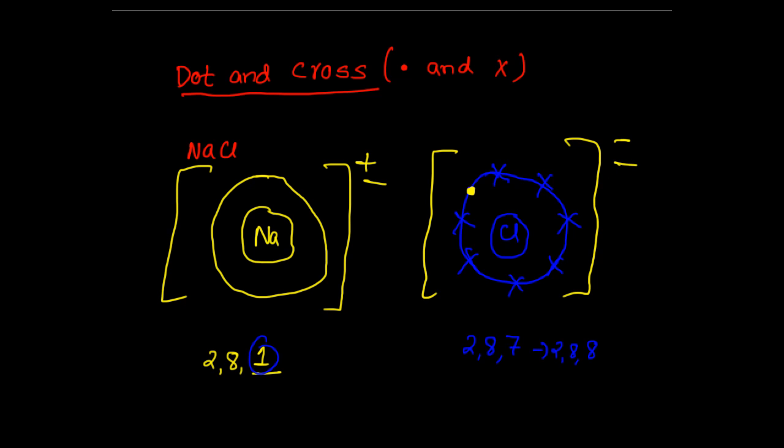Now, what about when an atom gains or loses 2 electrons? So for that, let us consider magnesium chloride.